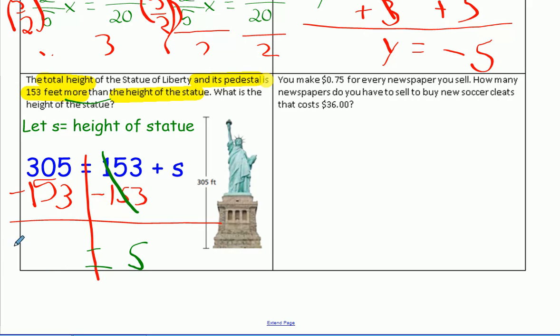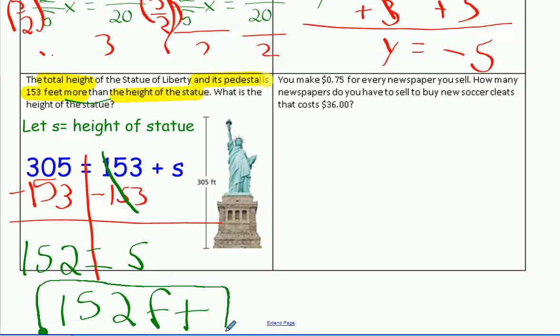Interesting. So the height of my statue, and if I wanted to come back up here and label, height of my statue is going to be in feet, so I'm actually going to label it 152 feet. Starting this unit, we're definitely going to be very focused on labels. If you don't have a label, it's actually going to be wrong. So be very, very careful. Pause the video if you need to. We're going to continue on.